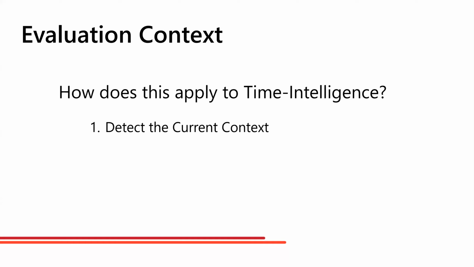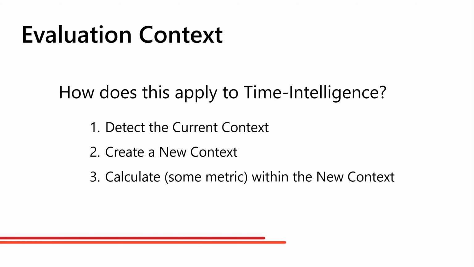Detect that current context, and then from there, figure out, well, what are you actually trying to do? You create a new context. So if I'm on this year and I need to go back a year because this is a previous year calculation, well, I need to create a new context for the dates that fall in the previous year. And it's all relative based on what's the current year and the current context. So once I create that new context, then I just calculate whatever the metric is within that new context. And that typically falls into the realm of using the calculate function.